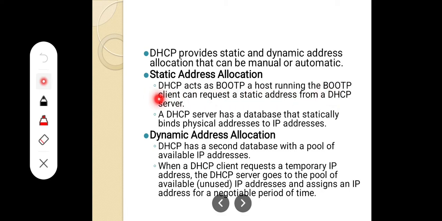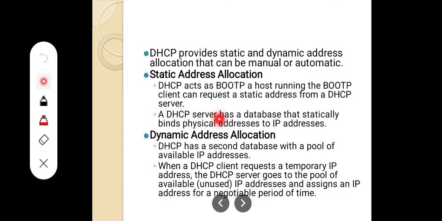A host running the Bootp client can request the station address from a DHCP server. Okay, that is, a client running Bootp can request the static address from this DHCP server. Okay, so for static address allocation, DHCP will be acting as the Bootp server. A Bootp client can request the DHCP server for the static address and get the IP address.